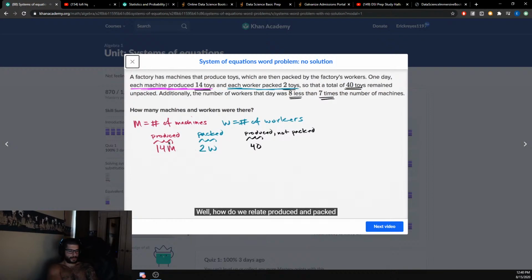How do we relate produced and packed to the produced that are not packed? If we take the total that were produced and subtract out the number that were packed, we're left with the total that are unpacked. So just like that, we set up a linear relationship between m and w. Just one isn't enough to solve for m and w, but we have another relationship.